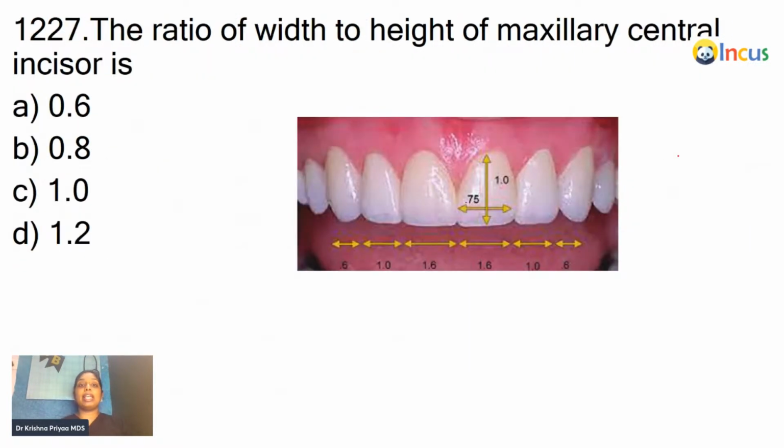Coming to the ratio of the width to height of the maxillary central incisor. So the golden proportion is different. Golden proportion is something which is visible to the naked eye from the front while seeing a patient smile. So here they're asking about the ratio of the width to height.